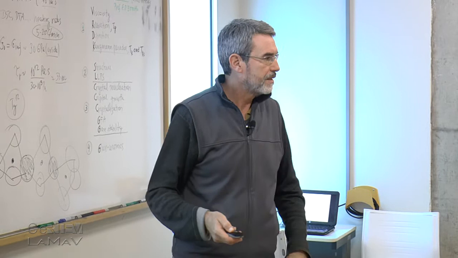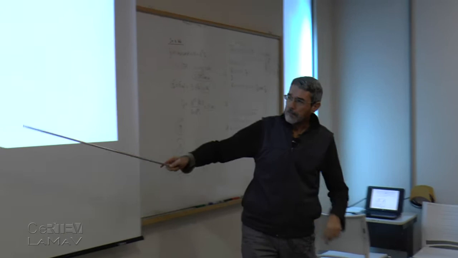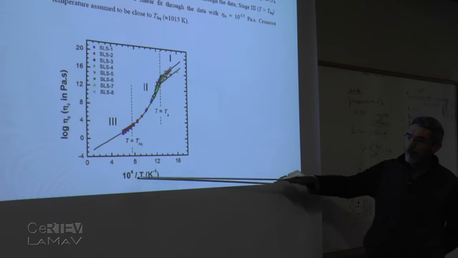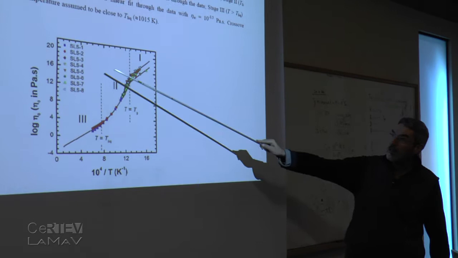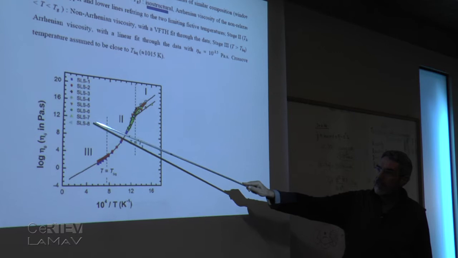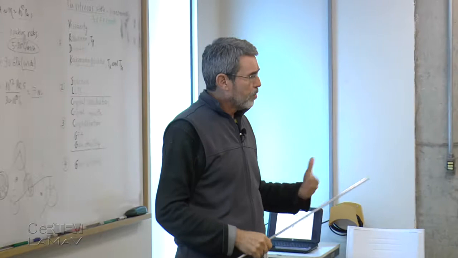Another interesting feature of viscosity, now I'm plotting log of viscosity versus 1 over T multiplied by 10,000, but it's 1 over T. And why are we plotting this way? Again, soda-lime silica. 8 types of soda-lime silica glasses with more silica, a little bit less silica, more alumina. They vary from producer to producer.